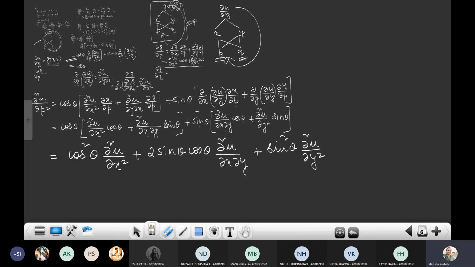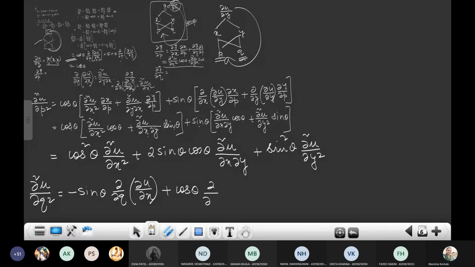In the same way, we need to find ∂²U/∂Q². Okay, so let us find ∂²U/∂Q². So we have ∂U/∂Q. So with respect to Q, now we have to find. So what we will get: minus sin theta ∂/∂Q of ∂U/∂X plus cos theta into ∂/∂Q of ∂U/∂Y.